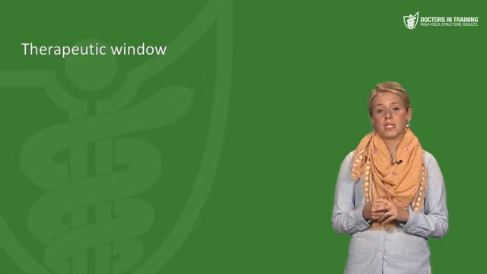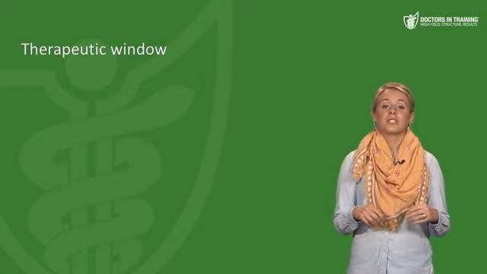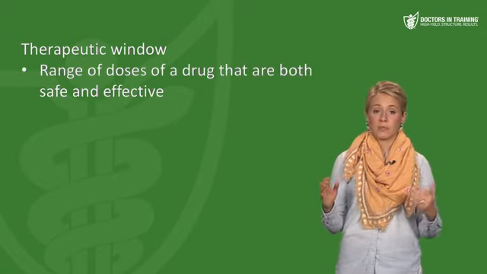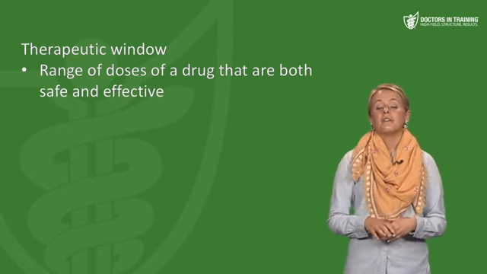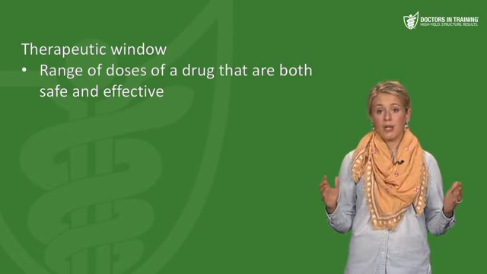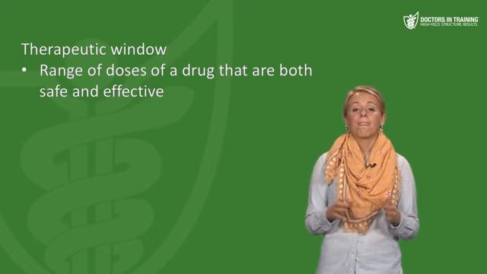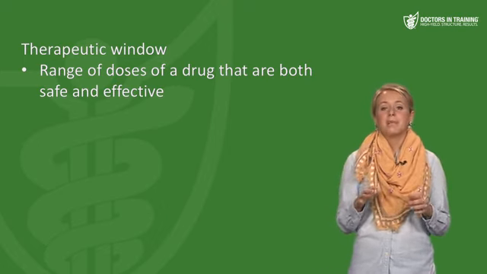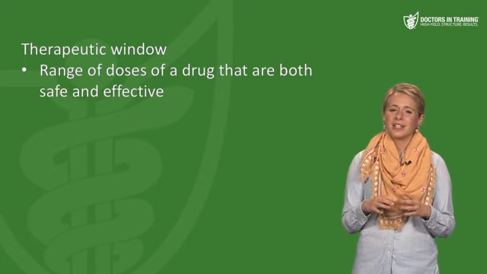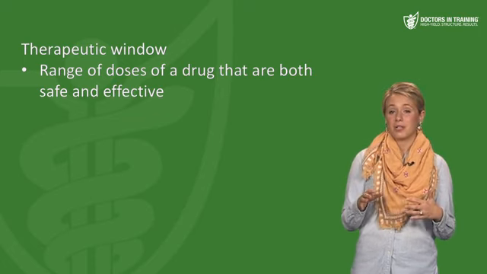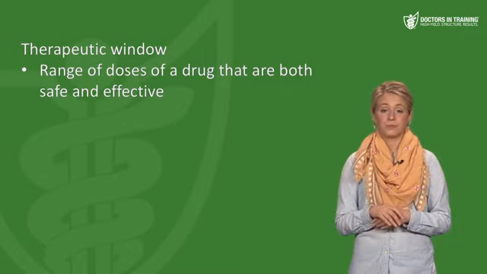You should also be familiar with the therapeutic window, which just means the range of doses that drugs are both safe and effective. If a drug has a wide therapeutic window, that means there's a big gap between the effective dose and the toxic dose. A narrow therapeutic window means that the gap is pretty small and it's fairly easy to go from a nice safe therapeutic dose to a toxic dose.